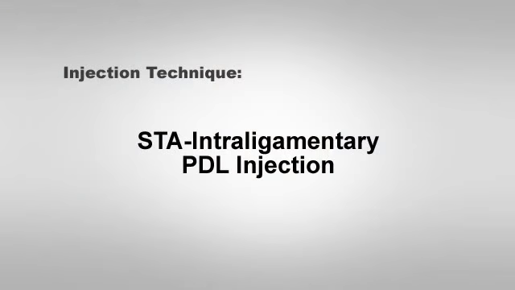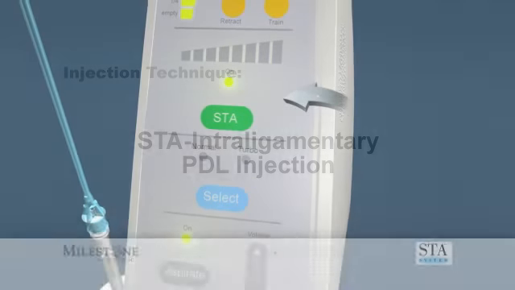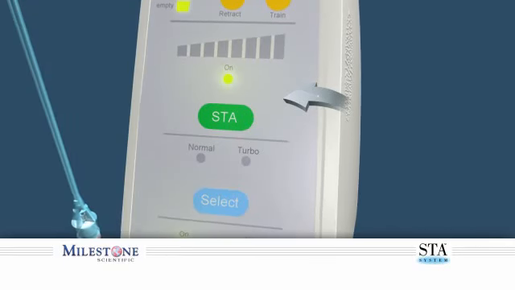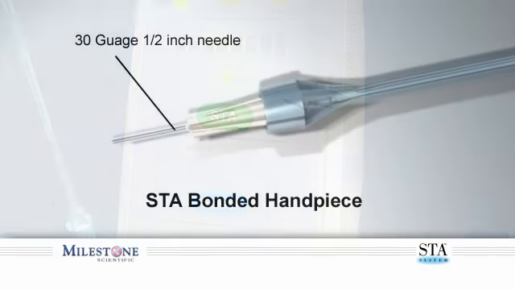Injection technique, STA-Intraligamentary PDL injection. Verify that the STA system is set to the STA mode. This injection is performed using the wand 30 gauge half-inch bonded STA wand handpiece.